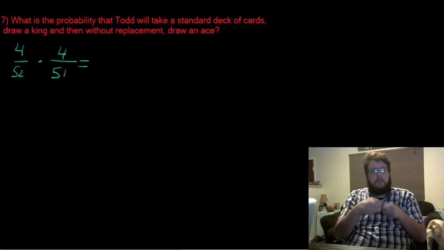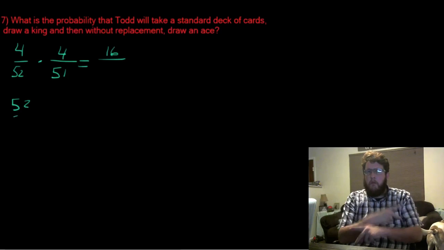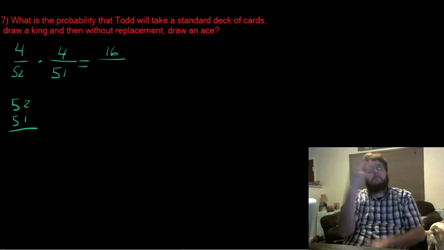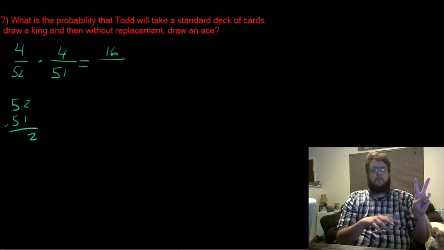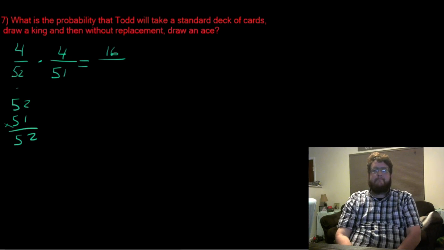4 times 4 is 16. Now on the bottom, we can math this out. 52 times 51. 1 times 2 is 2. 1 times 5 is 5. And we'll move on to the next place. 5 times 2 is 10. 5 times 5 is 25, plus 1 more is 26. And we can add these up. We get 2,652.